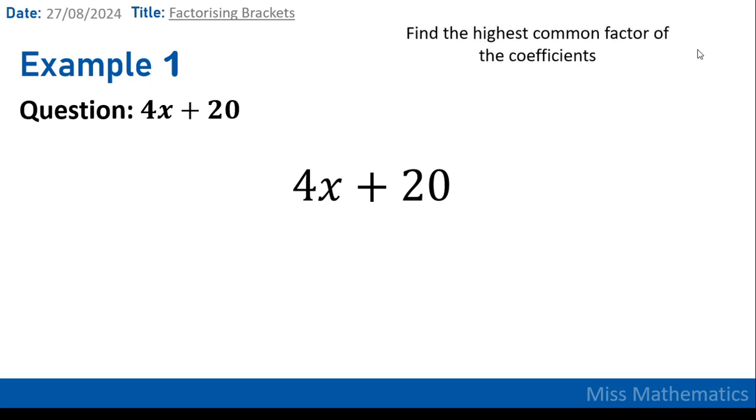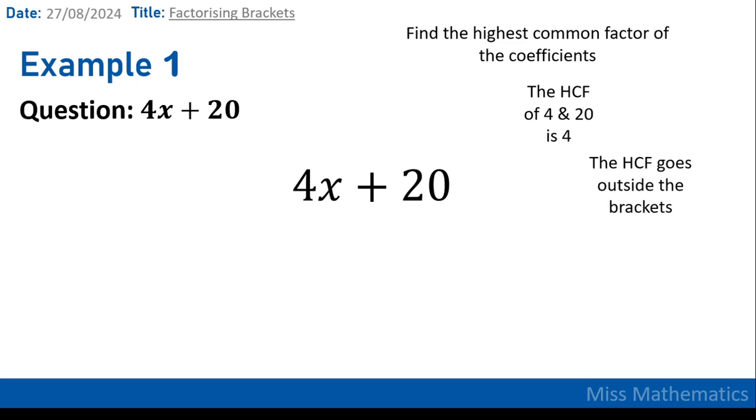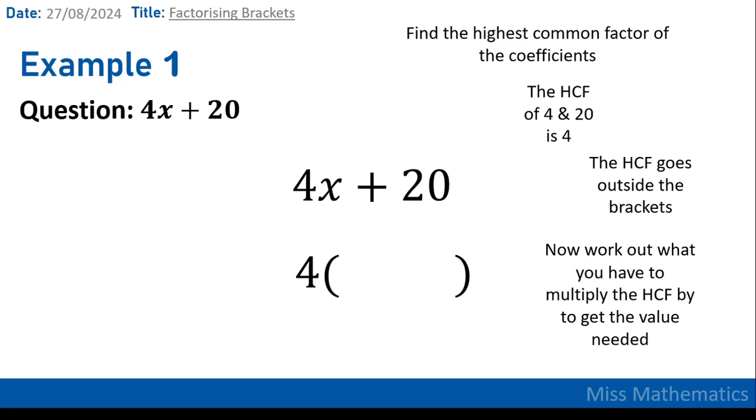So first you need to find the highest common factor of both the coefficients. Remember what a coefficient is from the algebra basics video. It's the big number in front of the x, or in this case it can be this 20 as well. So 4x plus 20. The highest common factor of 4 and 20 is the number 4. So the highest common factor goes outside the bracket. If we put 4 outside the brackets, now we have to work out what we have to multiply the 4 by to get the value we need. So we need 4x. 4 times x is 4x, and then to get 20 we do 4 times 5. Therefore the answer is 4 times x plus 5.